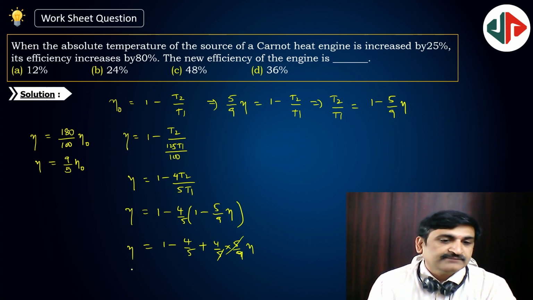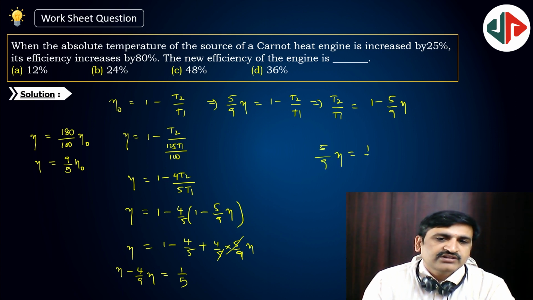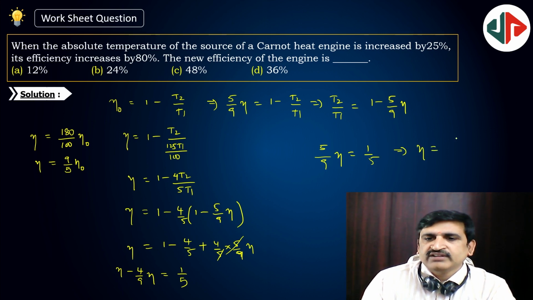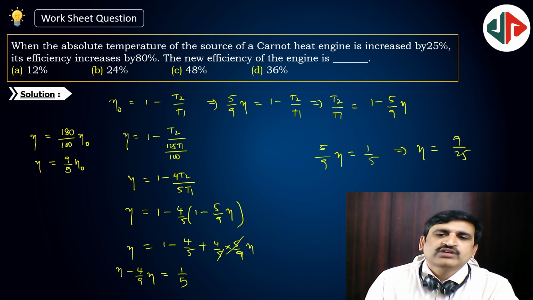So this is eta, eta minus 4 by 9 eta is equal to 1 by 5. This term came to this side, so 5 by 9 eta is equal to 1 by 5. So eta is equal to 9 by 25. If you want eta in percentage, then into 100, 4 nines are 36. In percentage, 9 by 25 into 100 is equal to 36%. So option D.